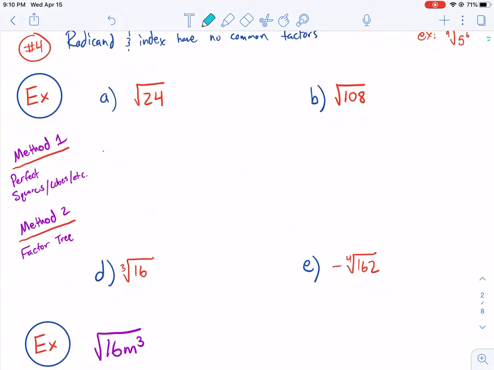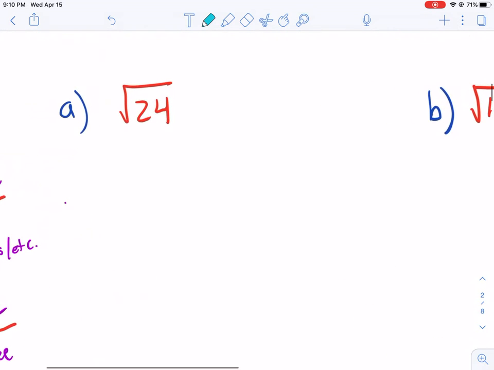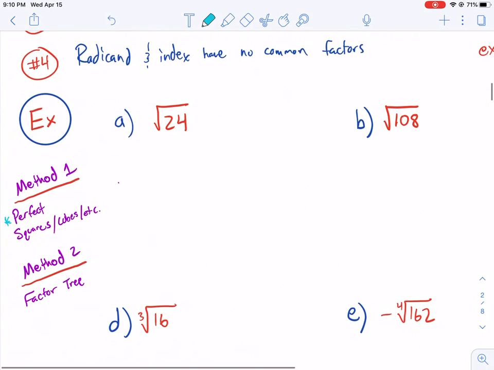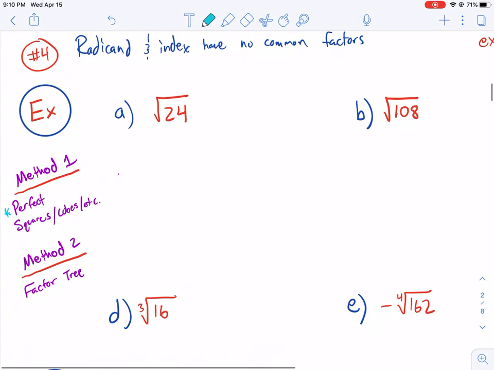So we have square root of 24 here. I'm going to show you how to simplify this using both methods. So the first method is to look for perfect squares or cubes. Okay, in this case, we're taking the square root as indicated by the radical and the index. There's no number there, so it's implied that it's a square root. And because we're looking for the square root, we're going to be looking for perfect squares.